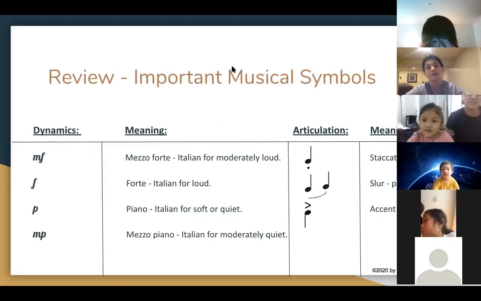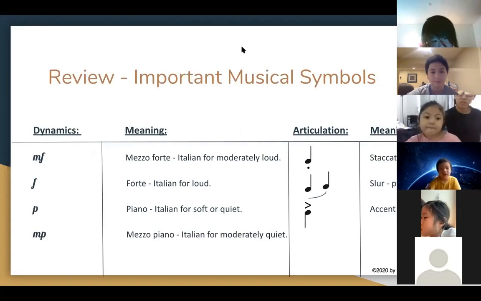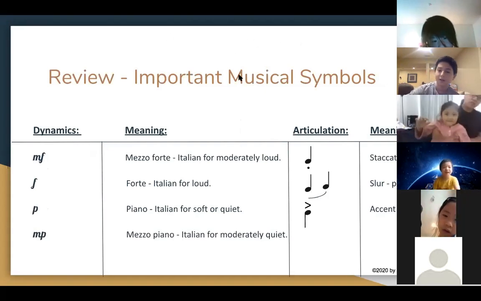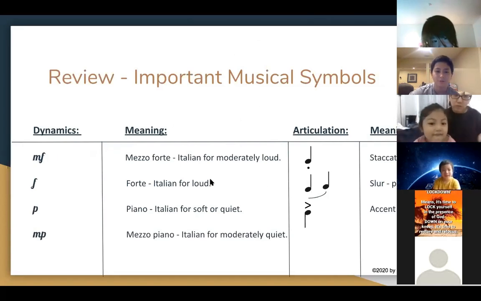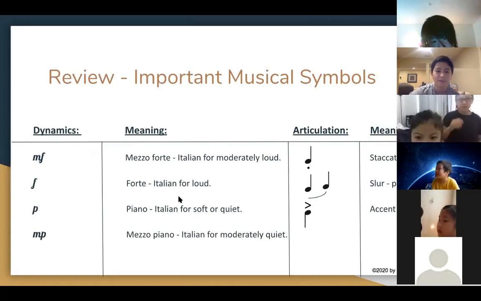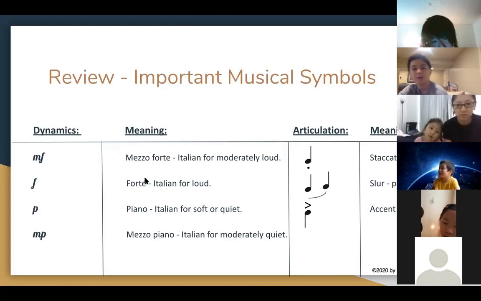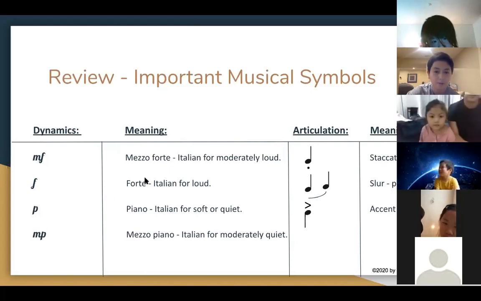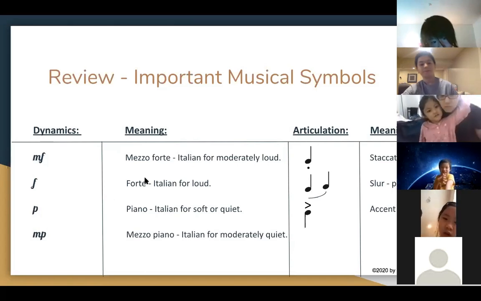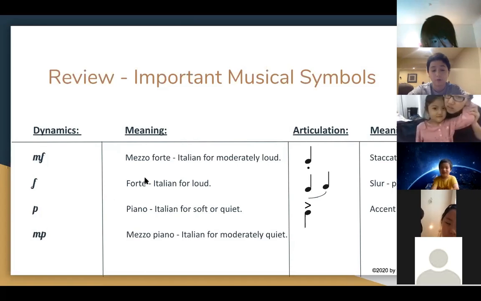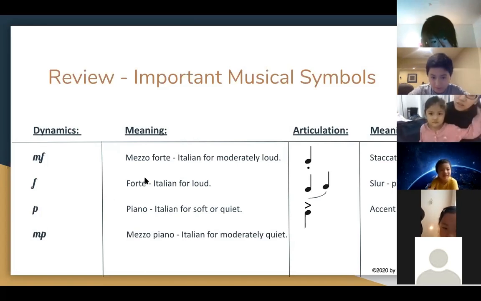All right, and then finally, we'll wrap up today's review with important music symbols. The dynamics that we'll be talking about most often are mezzo forte, forte, piano, and mezzo piano. Mezzo forte is Italian, and it means moderately loud. Forte is the Italian word for loud. Piano is the Italian word for soft or quiet. And mezzo piano is Italian for moderately soft or moderately quiet.